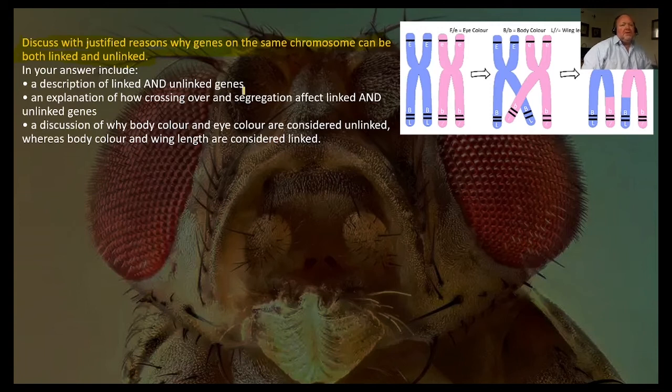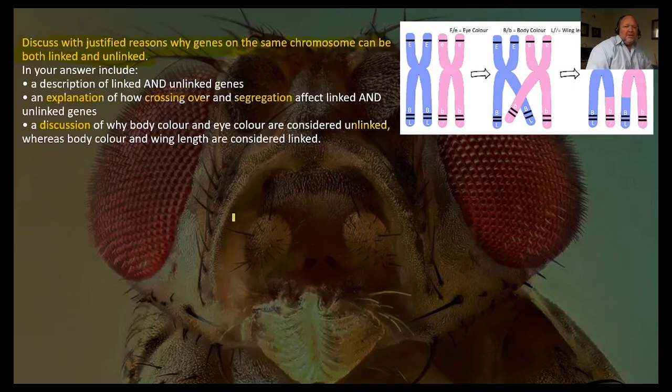So in your answer, include a description of linked and unlinked genes, an explanation of how crossing over and segregation affects linked and unlinked genes. Now remember, when they ask you for an explanation of something, you always start with the definition. Always. Okay? And also, if they ask you to discuss something, you always start with your definitions. So a discussion of why body color and eye color are considered unlinked, whereas body color and wing length are considered linked. And there's our diagram again.